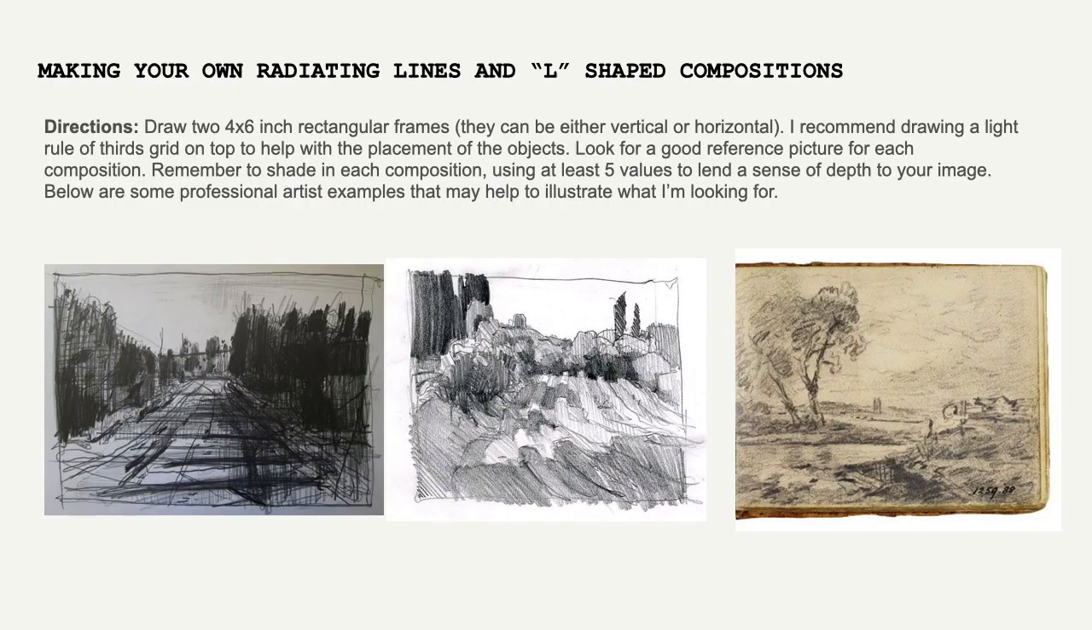Like with all previous compositions that you've done, I would love it if you did a 4x6 and you put a rule of thirds grid lightly over the top. And I'm showing you several examples of master artists' work that demonstrate really good sense of the thumbnail sketch, the value, and some of the composition types we're looking for. There's 2 radiating lines, and then there's one of the L composition. You will be doing one of each, and please put a label on which one it is, and please submit.